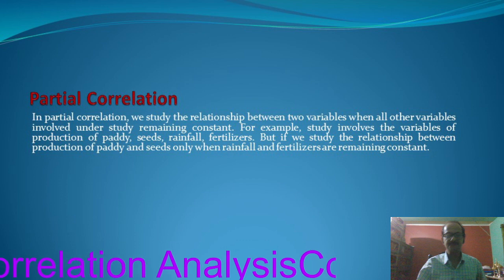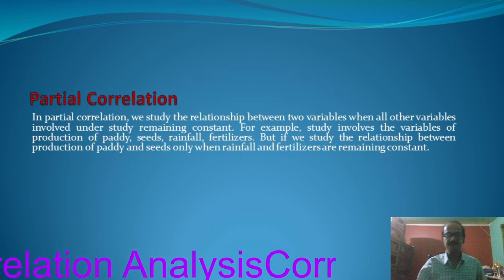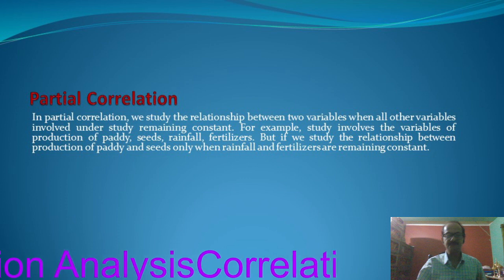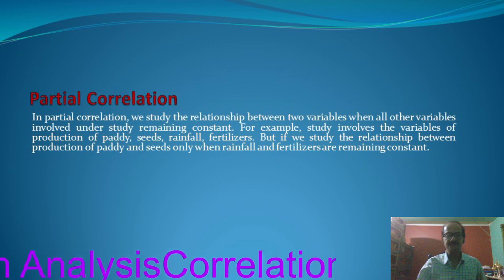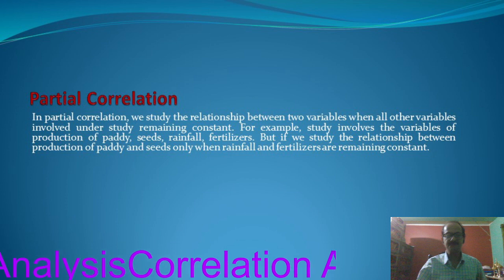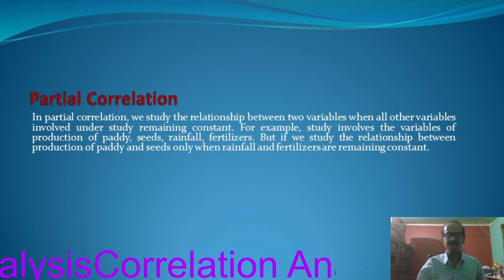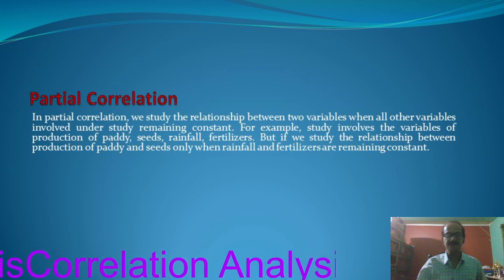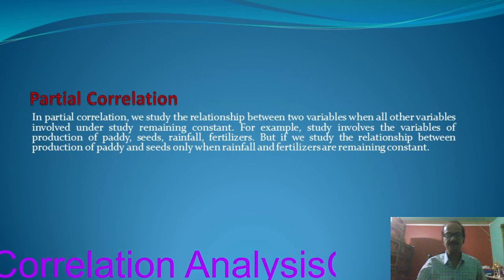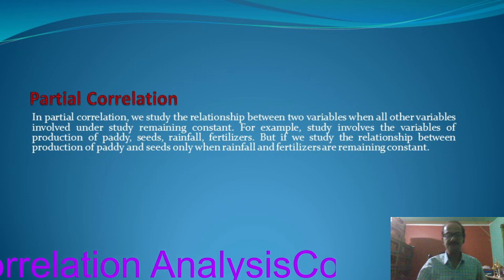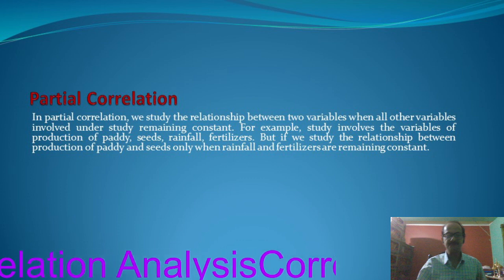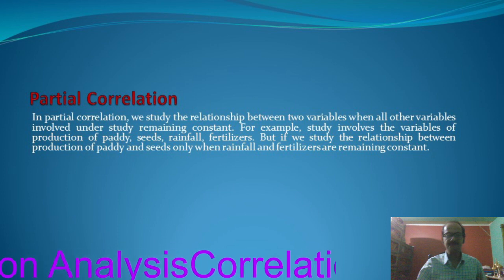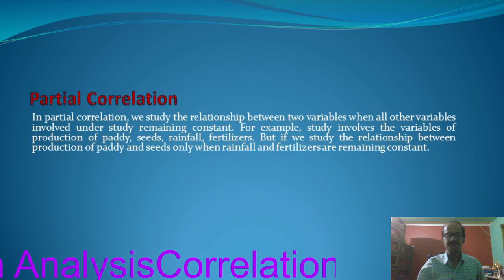Now partial correlation. In partial correlation, we study the relationship between two variables when all other variables involved under study remain constant. For example, a study involves the variables of production of paddy, seeds, rainfall, and fertilizer. But if we study the relationship between production of paddy and seeds only, when rainfall and fertilizers remain constant, this is the case of partial correlation.